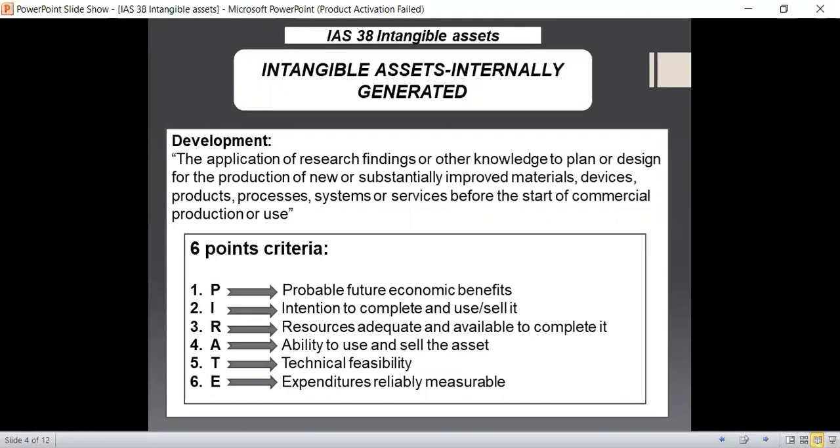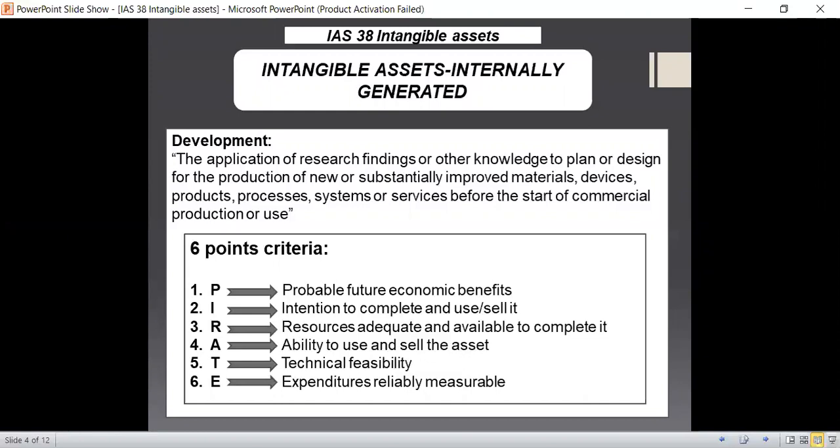P means probable future economic benefits. It should be probable that the future economic benefits from the asset will be flowing towards an entity. Then I, the business entity must have the intention to complete the asset and to use it or sell it. Then R, the business entity must have the adequate resources to complete the development of an asset and use it or sell the product.